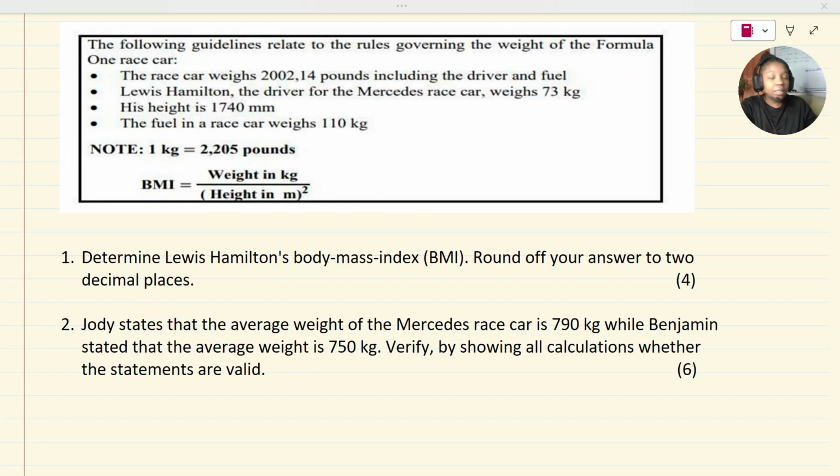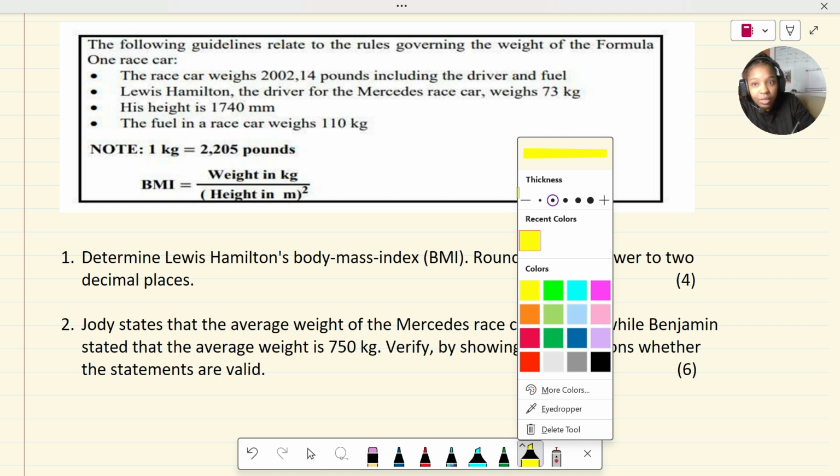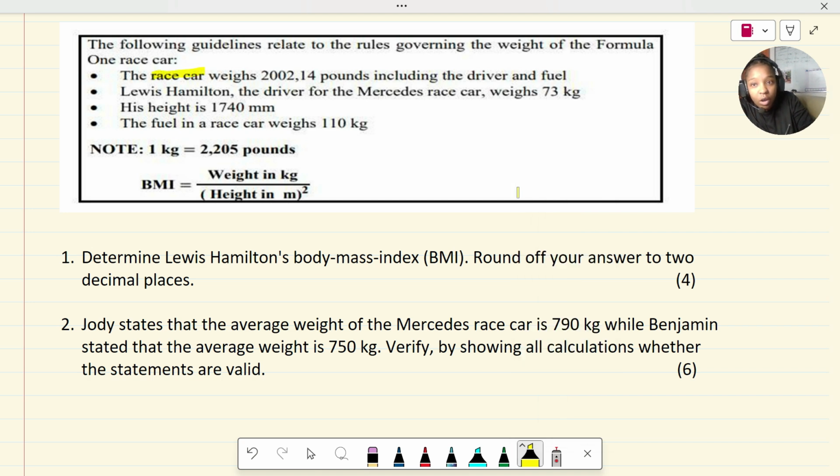So let's get started. It says the following guidelines relate to the rules governing the weight of the Formula One race car. They tell us that the race car weighs 2002.14 pounds, including the driver and the fuel. Very important information there. So the weight of the car, the driver, and the fuel is 2002.14 pounds.